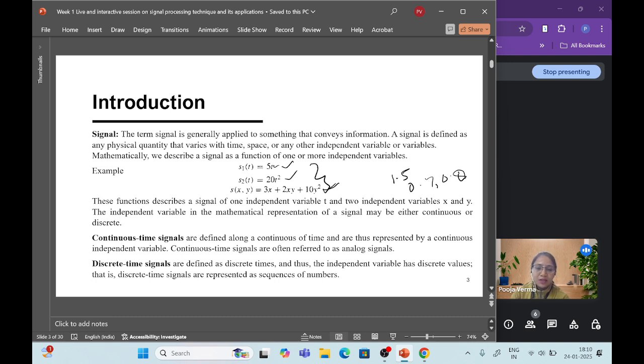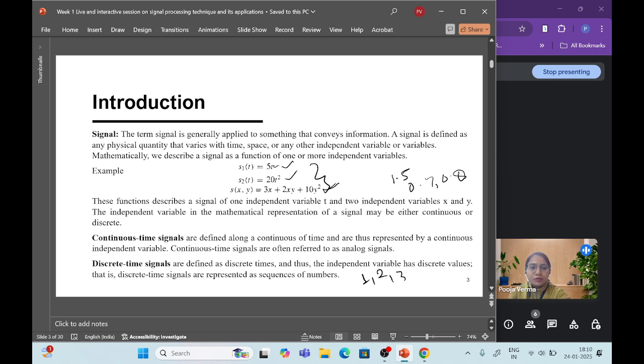The other one is discrete time signals. Discrete time signals are defined at discrete instants, for example 1, 2, 3, at any instant. So the independent variable has discrete values. Discrete time signals are represented as a sequence of numbers.